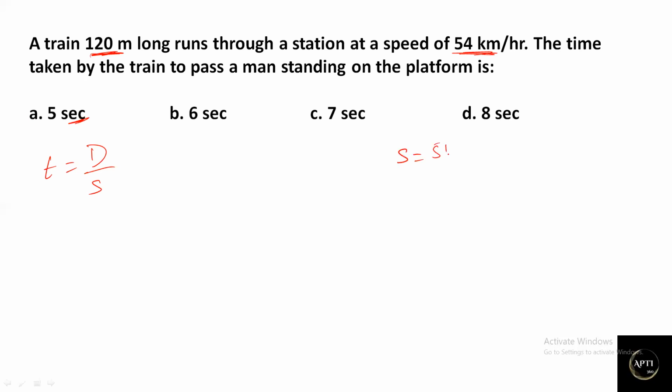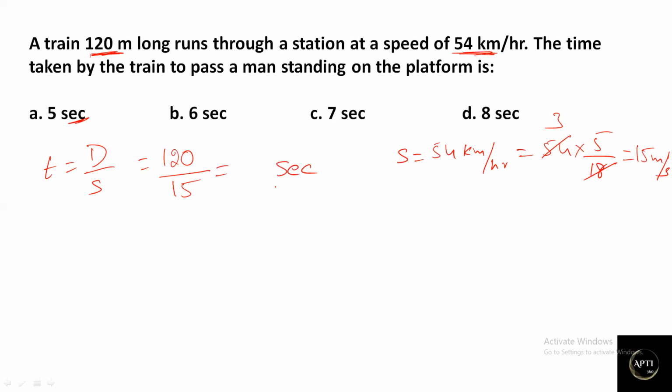Here what is the speed given? 54 kilometers per hour. How to convert? 54 into 5 by 18. Correct, so 18 3 times is 54. What is 5 3 times? 15 meters per second. So what is the distance given? 120 divided by 15. Speed is 15 meters per second. Conversion of units is very, very important. After converting kilometers per hour to meters per second, then only will you get the time in seconds. 15 how many times is 120? 15 8 times. So the answer is 8 seconds. So option D is correct.